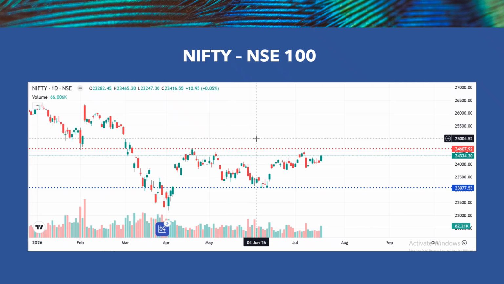The area around 24600 has been tested by the index 3 times, and we go in for a fourth retest of this area, and there is a very strong possibility that the strength injected into the rupee by the government of India's intervention could allow the index to break above this area, and if it breaks above and closes here, then there is a chance for the bulls to make a nice profit all the way up to 25500.